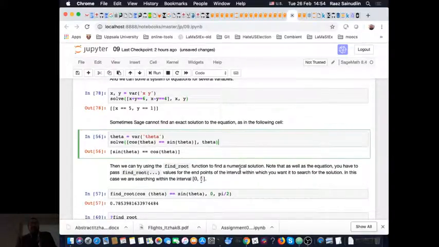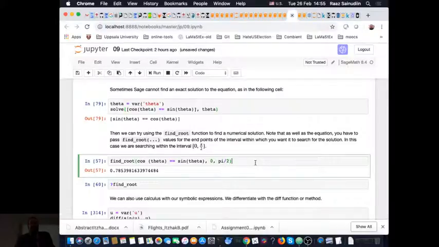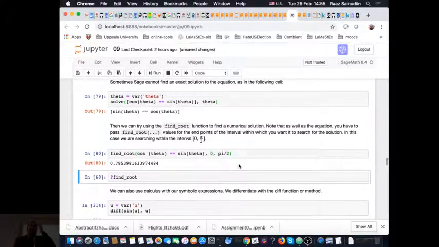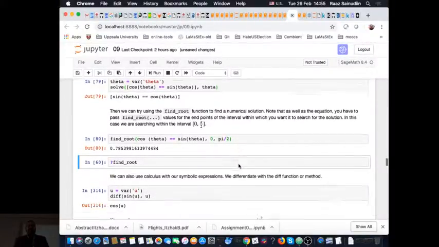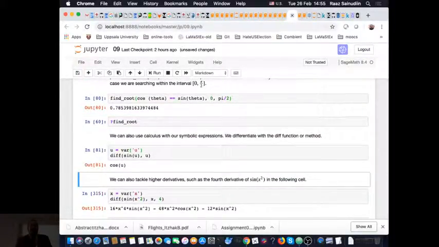So sometimes Sage cannot find an exact solution to the equation. This is important to bear in mind. So you will get something like this back. You're saying solve cosine of theta is sine of theta, theta. It says sine of theta is cosine of theta. So it's not like you don't need to know what you're doing as well. You can use find root. This is very powerful. Find root cosine of theta is sine theta in the interval, so this is the search interval 0, pi over 2. So that's where these two functions meet. Right, you can get into the doc string about root finding, and this is important, right?